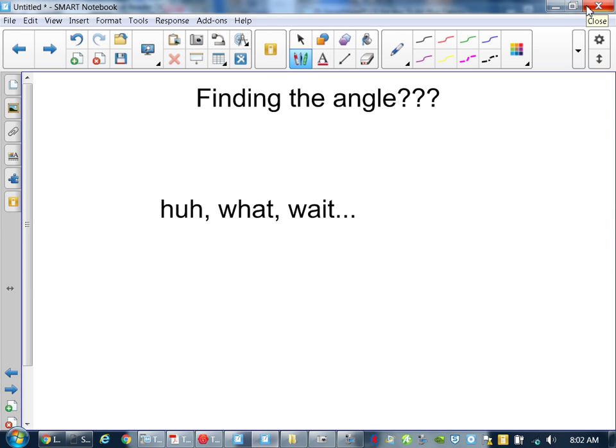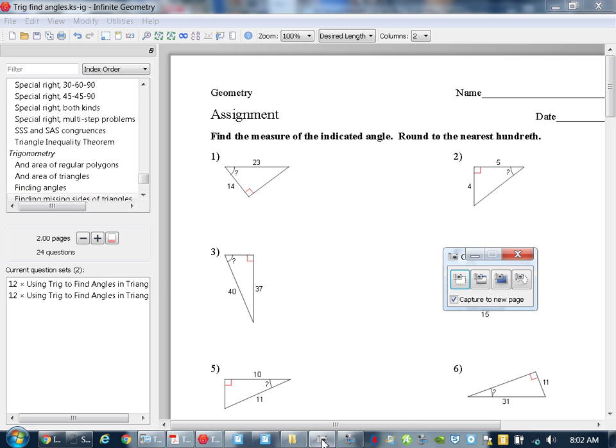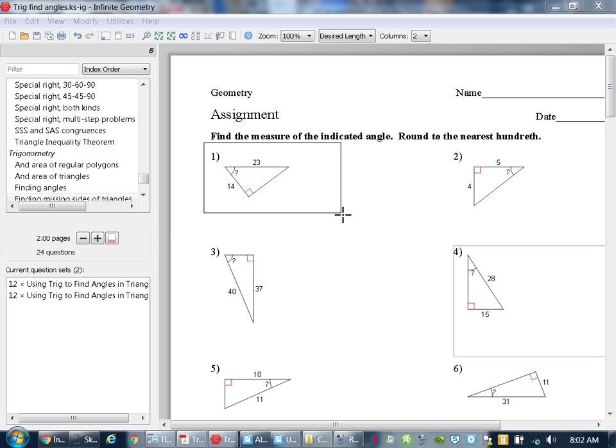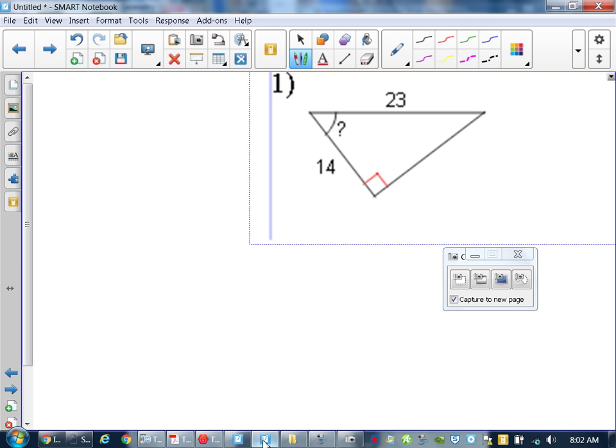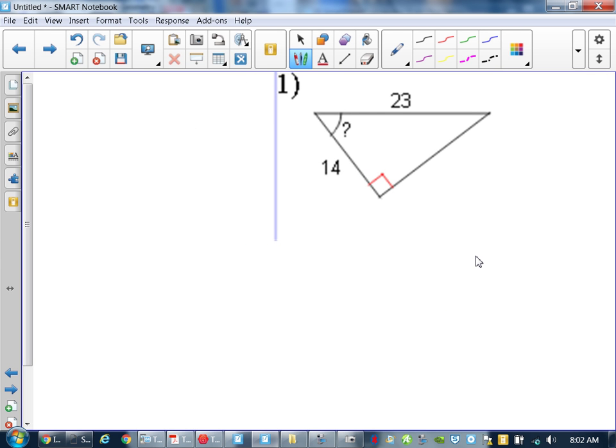Now, in order to be able to figure out how to find an angle, we have to first know a couple of sides. We have to know what we're looking at and which angle you're trying to find. For example, if I need to find that angle, what we need to be able to do is figure out, first of all, which of the trig functions we have to use.